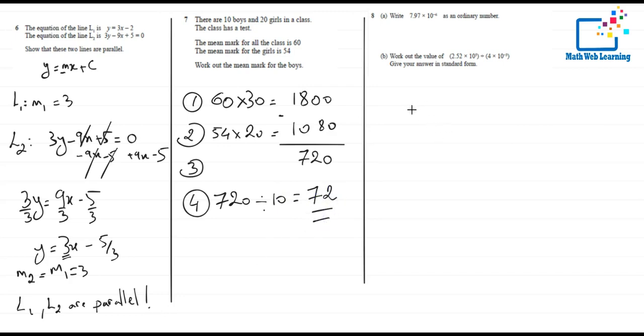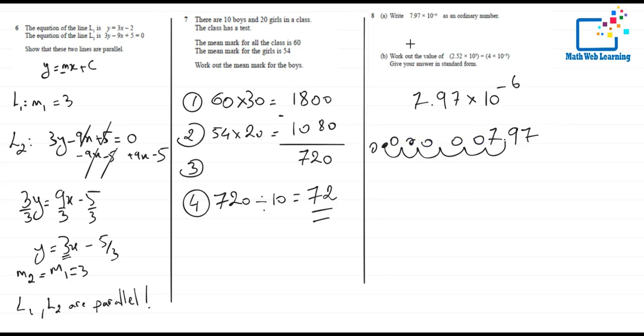Number 8 is a question on standard form. We've got 7.97 times 10 to the power as an ordinary number. The best way I find, or the students find, is to move the decimal point 6 places to the left, because we have -6 as a power. So let's do that again. Count together: 1, 2, 3, 4, 5, and 6. Then fill in everything with the zeros.